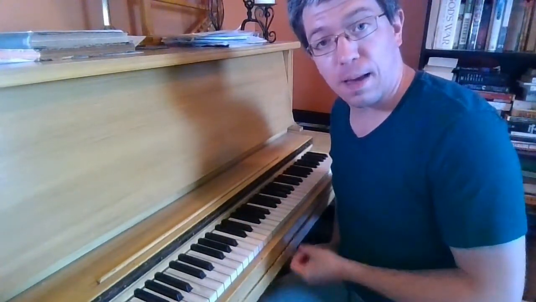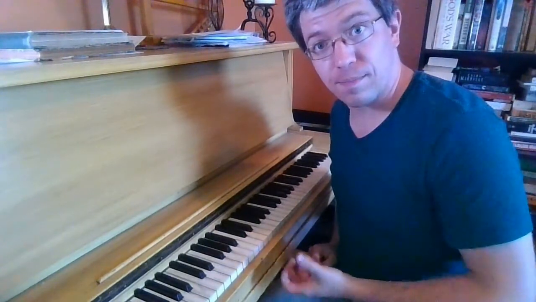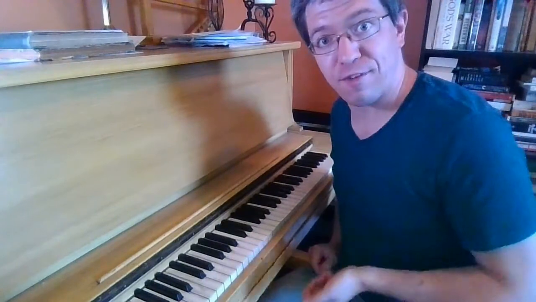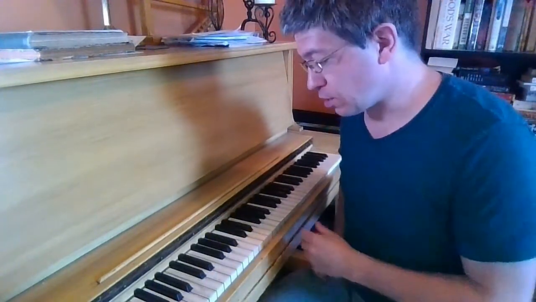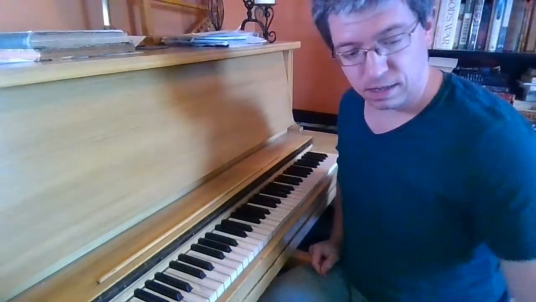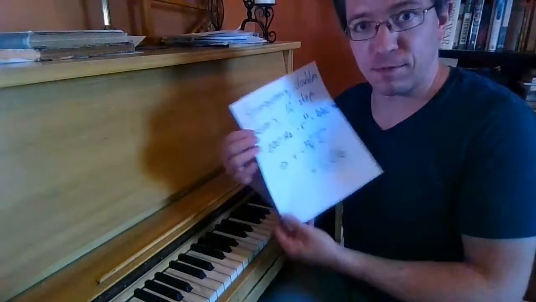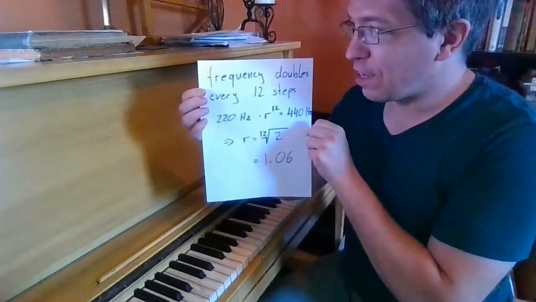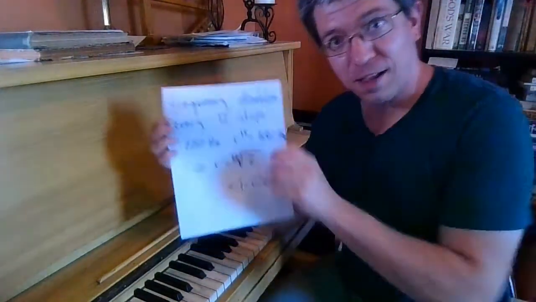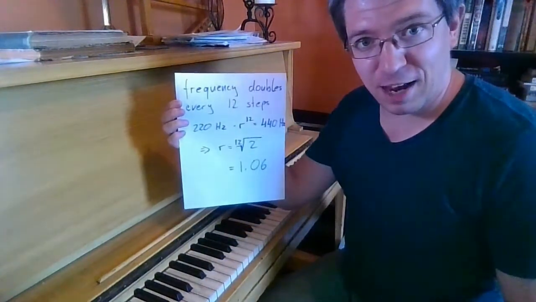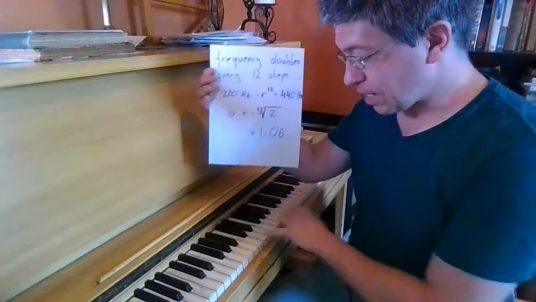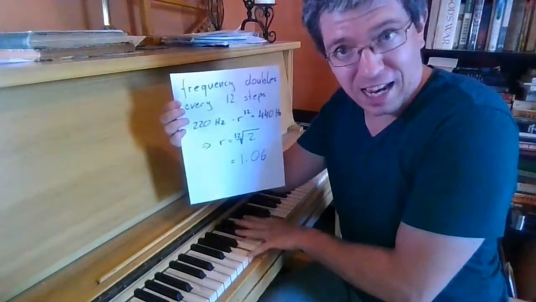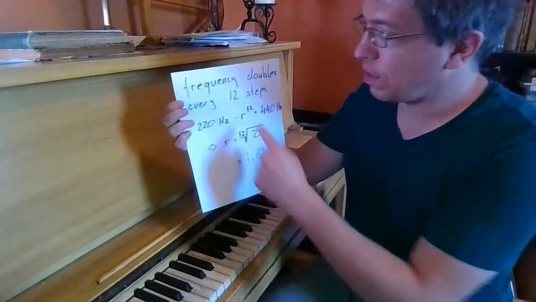I multiply by the same factor, right? The frequency increased by the same factor. Now, what is that factor? So I've again written out a little note here to show this to you. This calculation, right? So this is teaching in a nutshell. Frequency doubles, right? Every 12 steps. So we go from 220 hertz to 440 hertz. My example is for the A to A rather than C to C, but it doesn't matter, right?